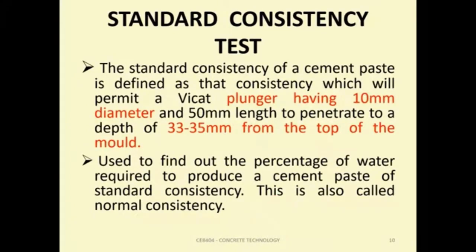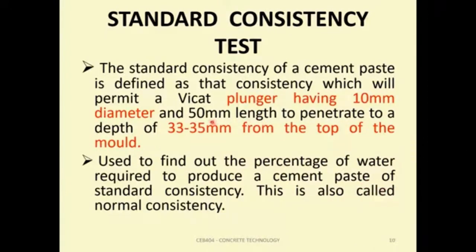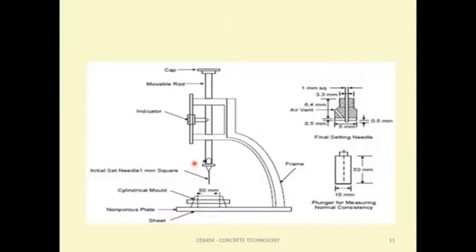The next one is the standard consistency test. Usually it is done to determine the amount of water required to make a standard paste. It is defined as the consistency which permits the Vicat plunger, having a diameter of 10 mm and 50 mm long, to penetrate to a depth of 33 to 35 mm from the top of the mold. So this is the Vicat apparatus used for conducting the consistency test. The same apparatus is used for determining the setting time, only the plunger is replaced by a needle: the initial setting needle and the final setting needle.